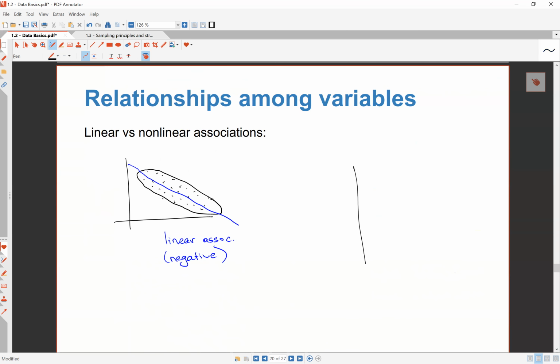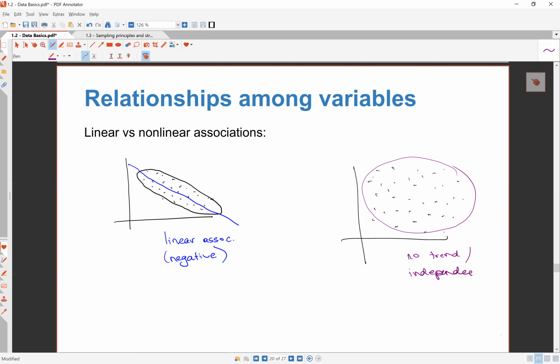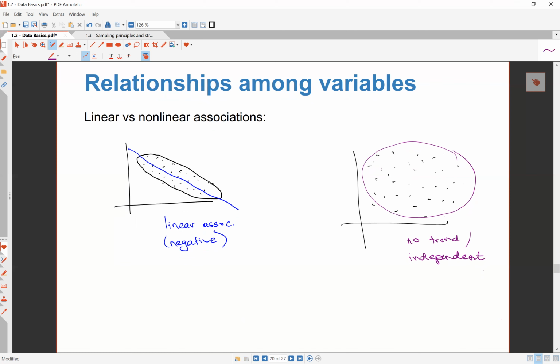Now, here's another example where, say, it kind of looks like a random scatter, right? There's no way to draw a good ellipse around this. It almost looks like a circle might be a slightly better shape, or a box or something. But there's no trend, no upward slope, no downward slope. This would be an example where we would call the variables independent of one another because we don't see any trend.